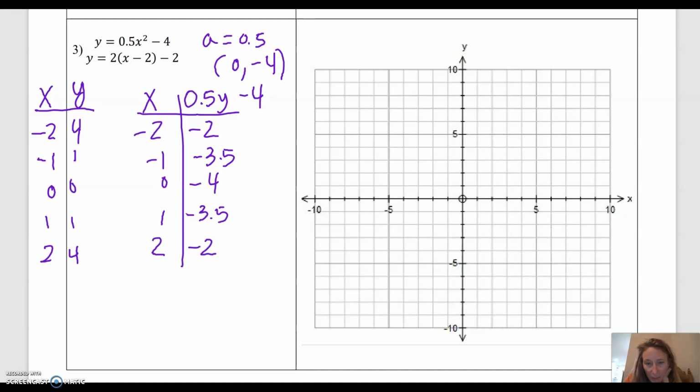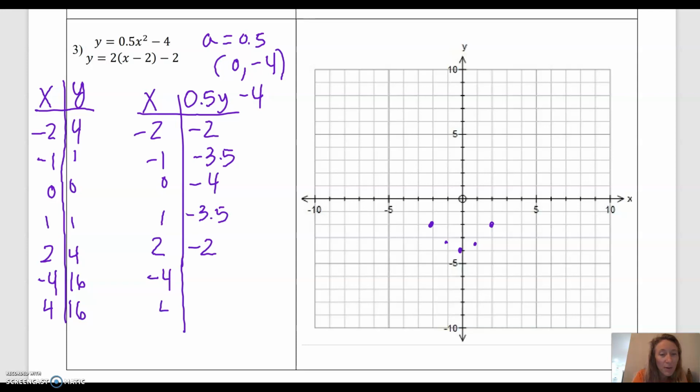So let's see what this gets me. -1 and -3.5. Here's 4, 3.5, 2. And then I kind of want to have another ordered pair here. So because I have the 0.5, I want an even number. So I'm not going to use 3 because 3 squared is 9. 9 is not even. So I'm going to try -4 and +4, which are 16 each. So I'll have -4 and +4.